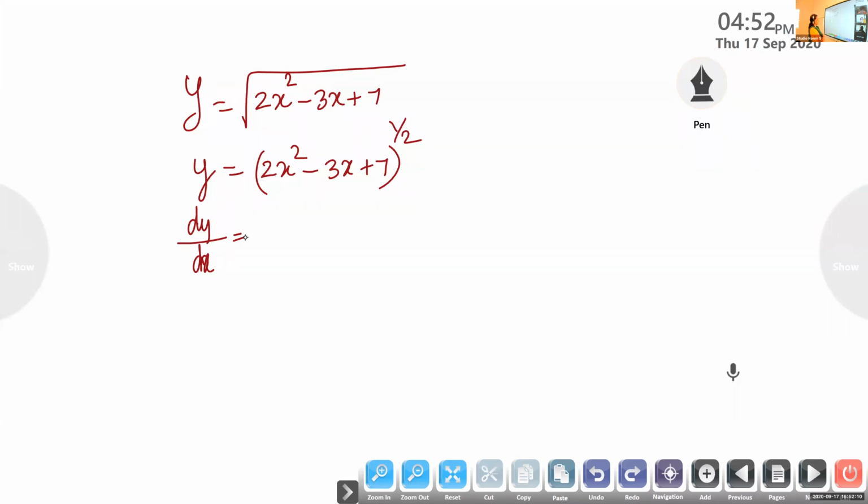Are you ready, Michael? Is it ready? The question is 2x squared minus 3x plus 7, whole raised to 1 by 2, into 4x minus 3. Is it correct, Rijas? Something is missing, or is it correct?